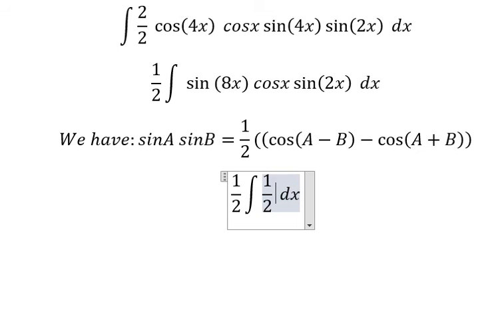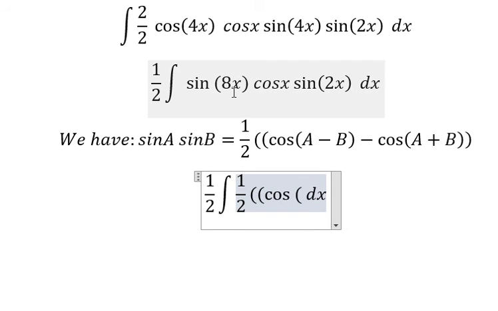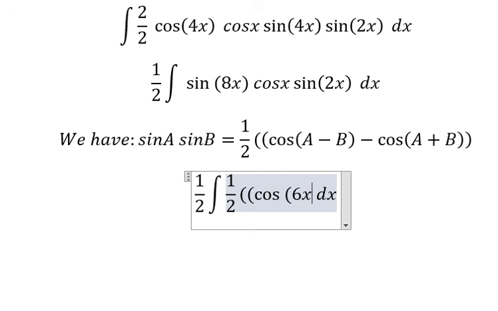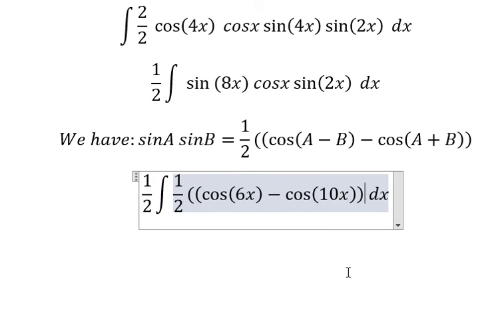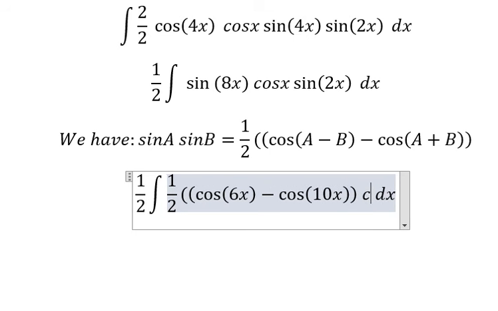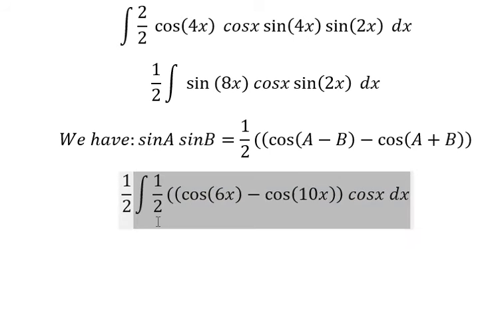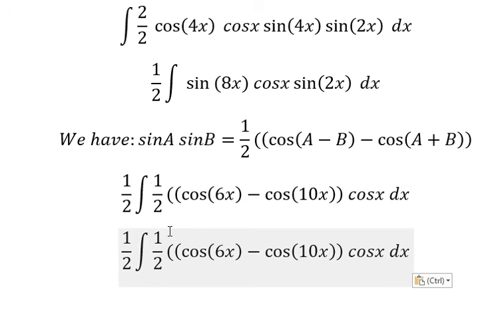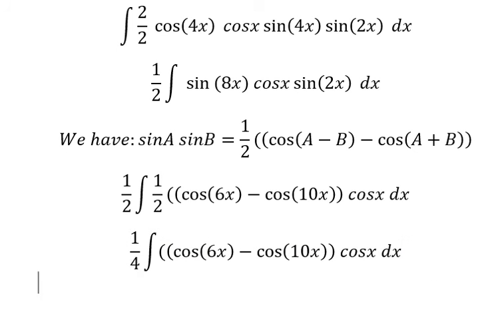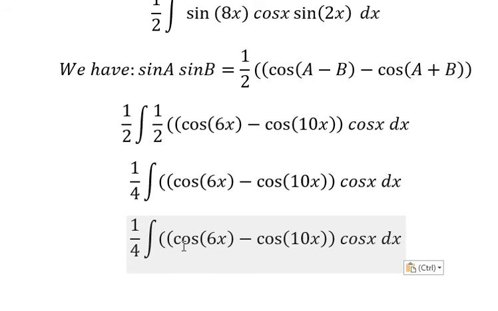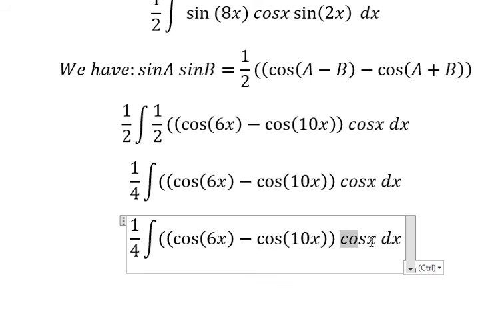That is about 1 over 2 cos of 8x minus 2x, you get 6x, minus cos of 8x plus 2x, you get 10x. Then we multiply by cos x in here. So 1 over 2, 1 over 2, we have 1 over 4. Next, cos x multiplied by cos 6x and cos 10x.